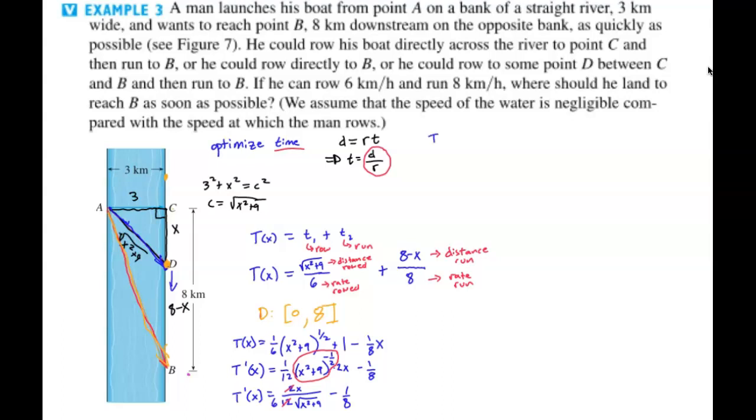T prime in its final form is x over 6 root x squared plus 9 minus an 8.